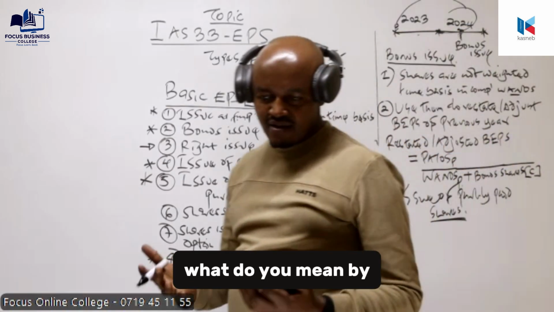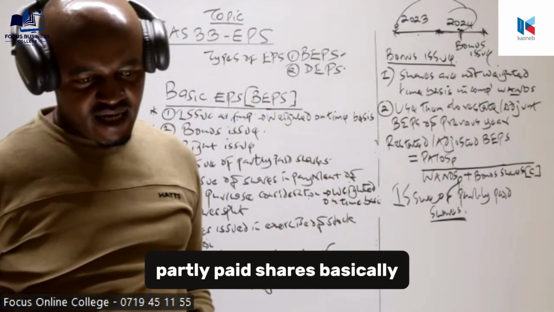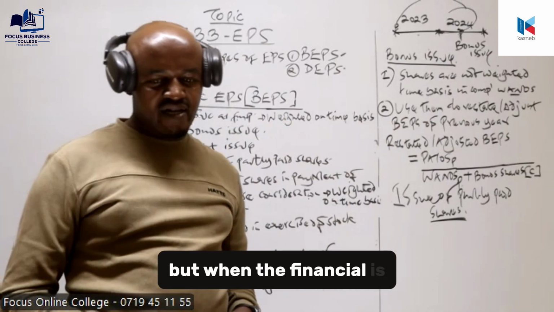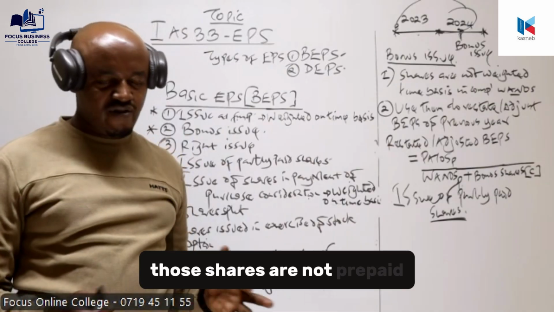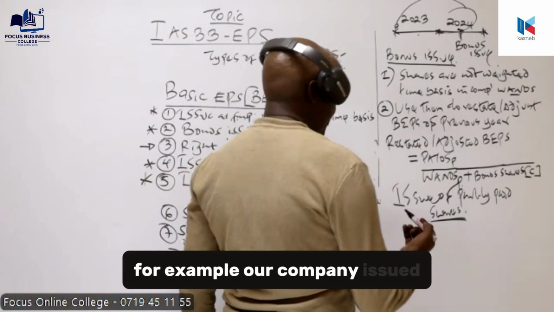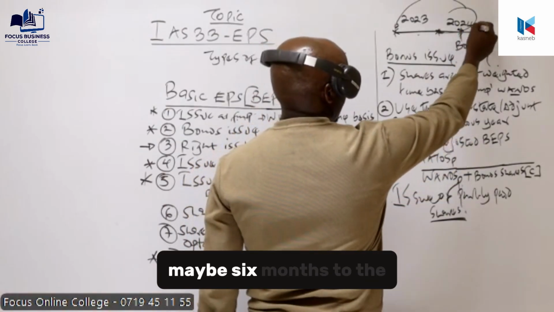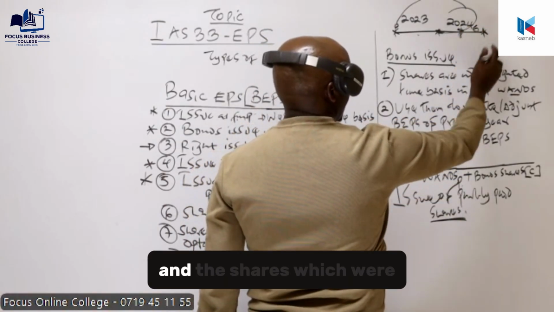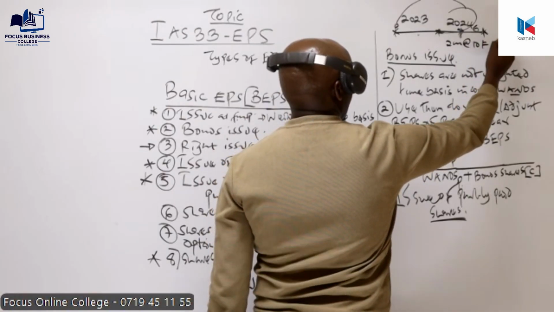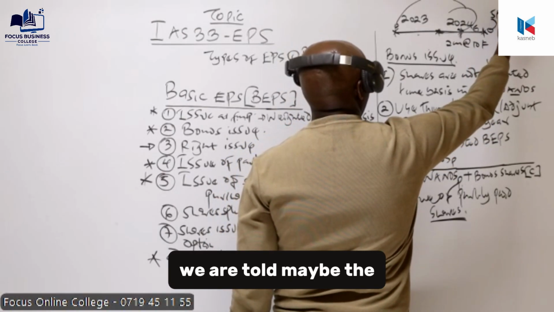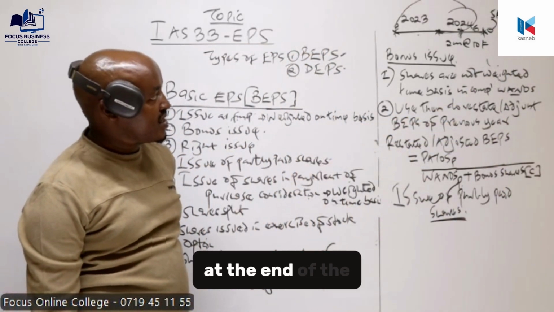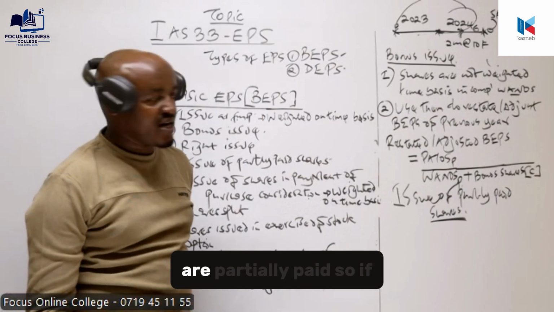What do you mean by partly paid shares? Partly paid shares are basically shares which the company issues during the current year, but when the financial year is coming to an end, those shares are not fully paid. For example, our company issued some shares maybe 6 months to the end of the year, and the shares issued were 2 million, at a price of maybe 10 shillings. But when the year is coming to an end, we are told the amount paid per share is 5 shillings. So it basically means that at the end of the year, the shares are partly paid.